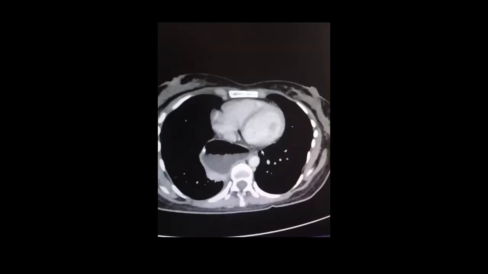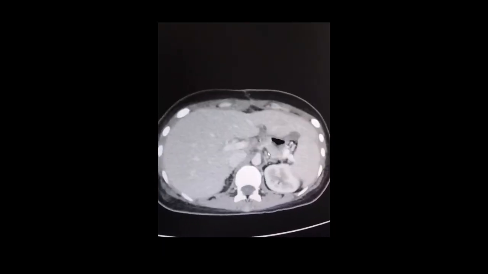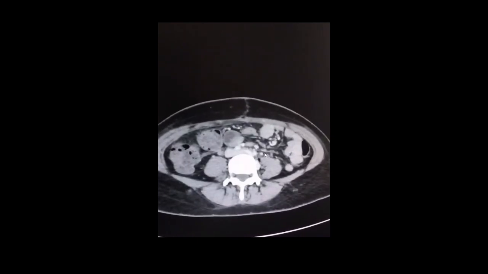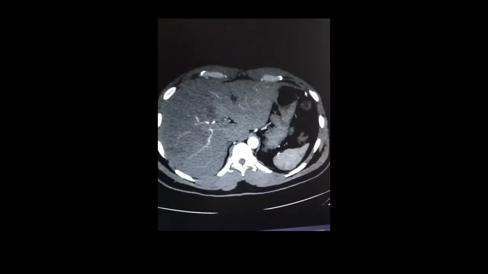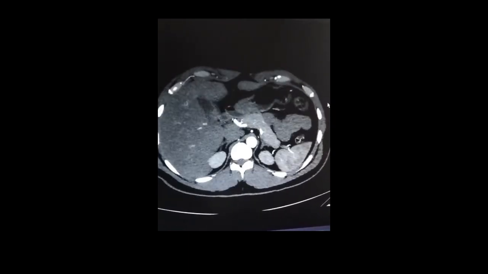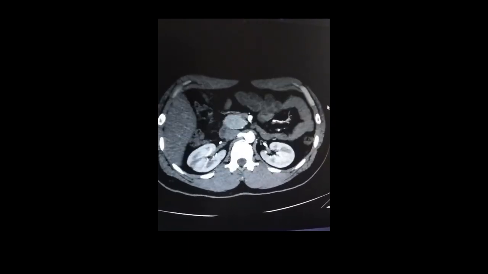Delayed hepatic phases, 3 to 15 minutes. Early delayed, 3 to 5 minutes: vascular equilibrium, with contrast starting to wash out from hypervascular lesions. Late delayed, 10 to 15 minutes: peak washout, useful for characterizing lesions like hemangiomas or metastases.